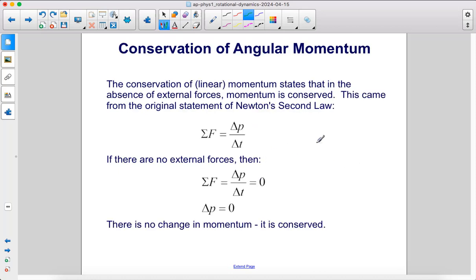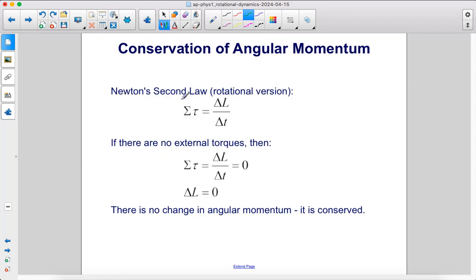The conservation of linear momentum states that in the absence of external forces, momentum is conserved. This came from the original statement of Newton's second law. So this is how Newton originally wrote his second law. If there are no external forces, then the net force here equals 0. Therefore, the change in momentum is 0. There is no change in momentum if there are no external forces. Therefore, momentum is conserved.